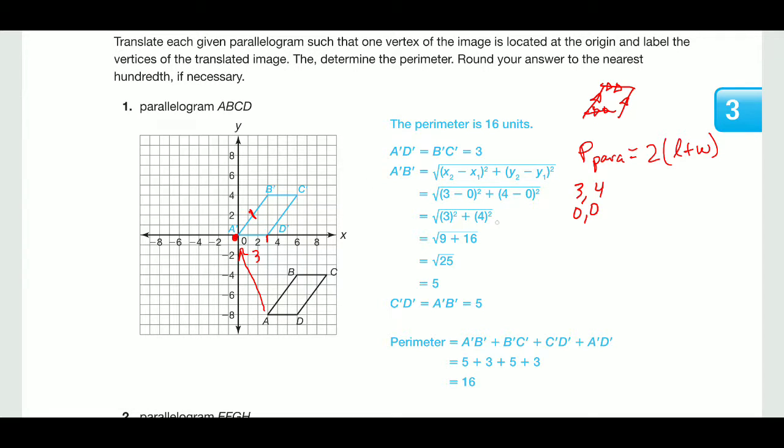That's distance formula. We plug in 3 minus 0 squared plus 4 minus 0 squared. We get 3 squared plus 4 squared, 9 plus 16, that's 25. Square root of 25 is 5. So that means this side length right here is 5. And now when we plug that into our formula for perimeter, we get 2 times 5 plus 3, which is 2 times 8, which is 16.